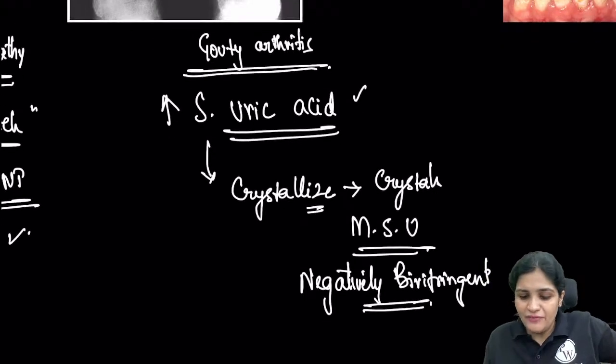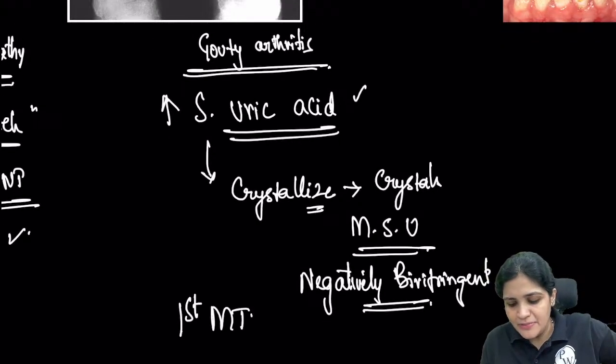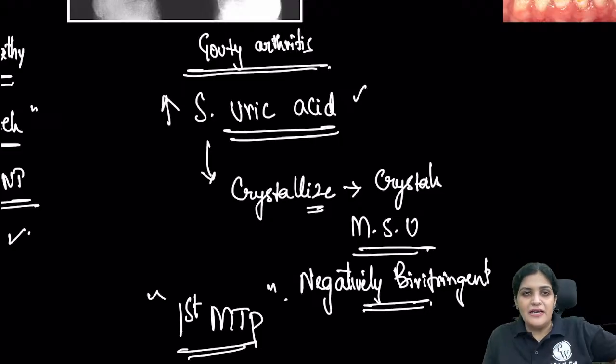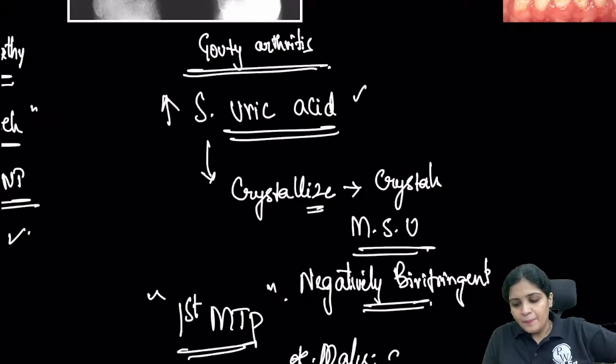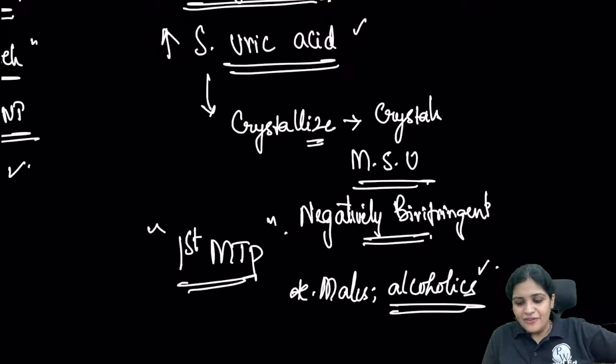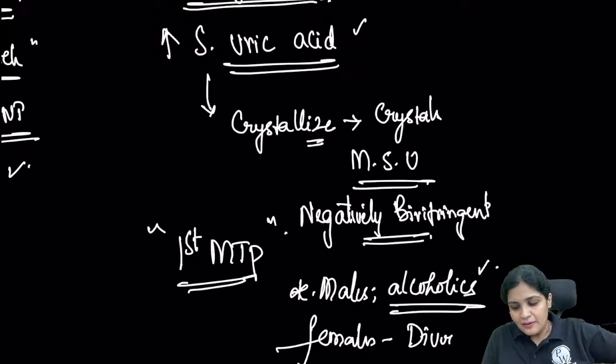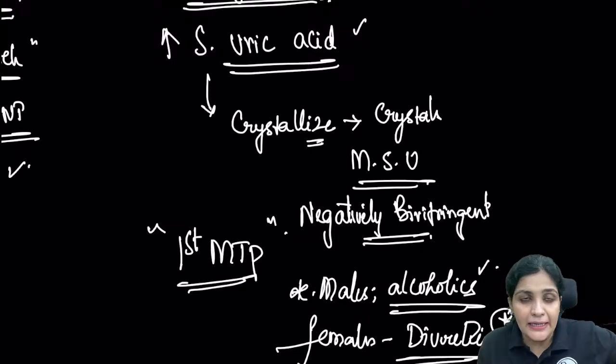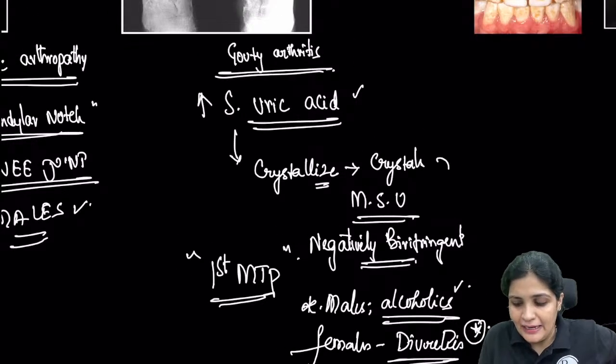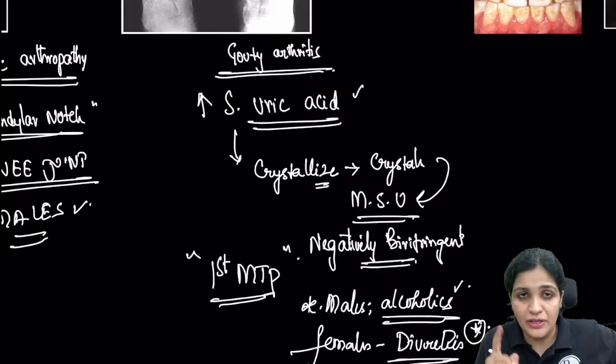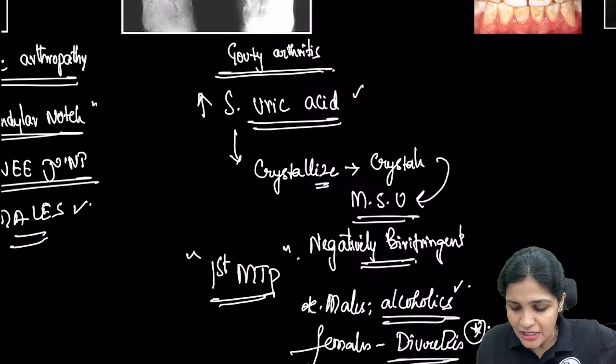Right? And usually which will involve the first MTP, metatarsophalangeal joint, right? First MTP, and usually males and alcoholics, red meat eaters. And if it is females, they are usually on diuretics, right? Females on diuretics. So whenever they have this kidney problem, it will result in increase in the uric acid. So they are crystallized in presence of monosodium urate crystals. Okay? Which shape are they? Needle shape. Yes, needle shaped.